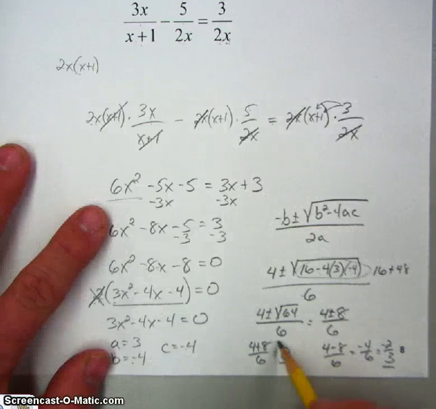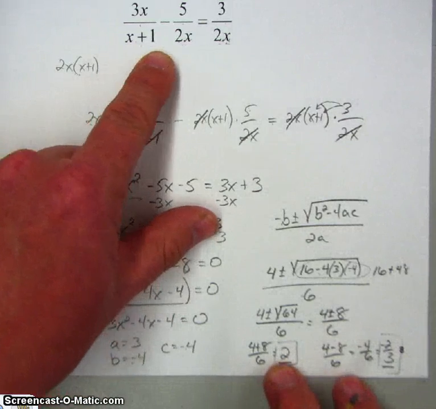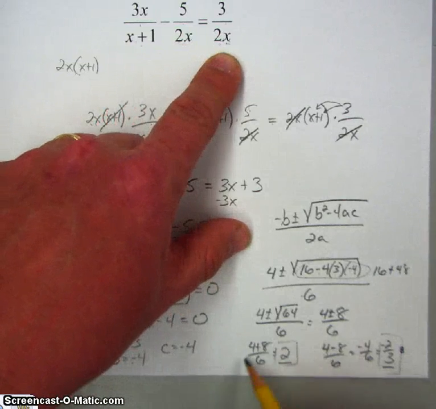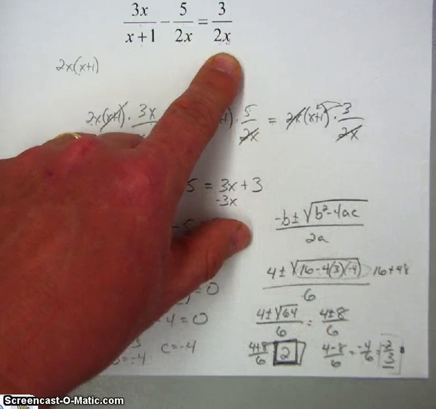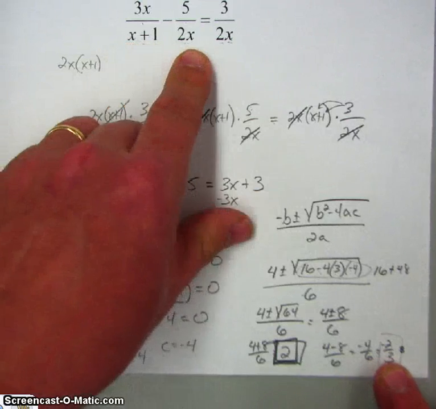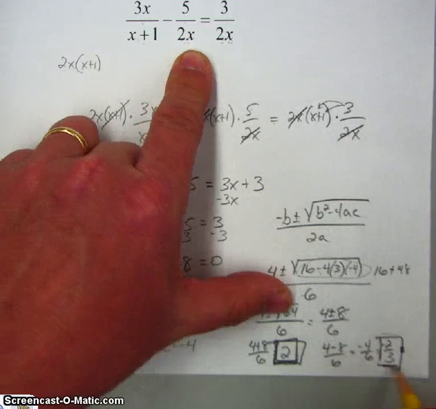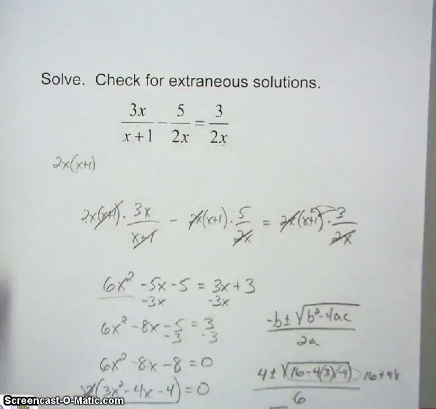So we're going to go and check. I put 2 in here. 2 plus 1, is that 0? No. Is 2 times 2 0? No. So that means that is a solution. I put negative 2/3 plus 1, is that 0? No. Negative 2/3 times 2? No. So that means I have a solution here. All right? And again, there are no extraneous solutions in this problem.